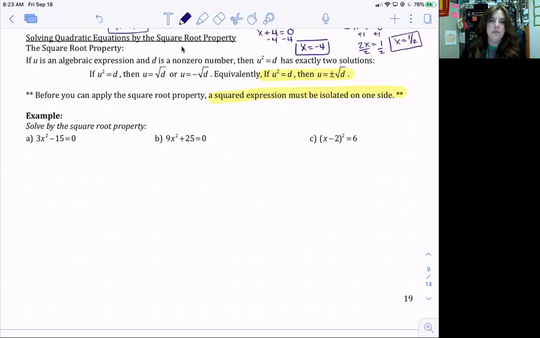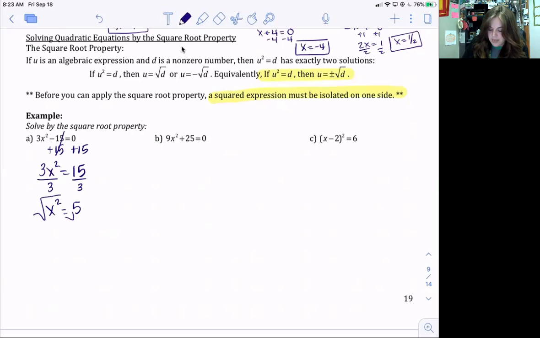Okay, so looking at A, 3x squared minus 15 equals 0. So we're going to start off with adding 15 on both sides so we can isolate the x squared. So 3x squared equals 15. Divide both sides by 3. x squared equals 5.